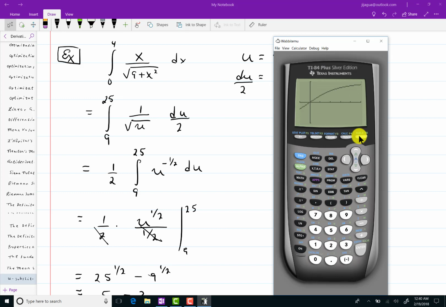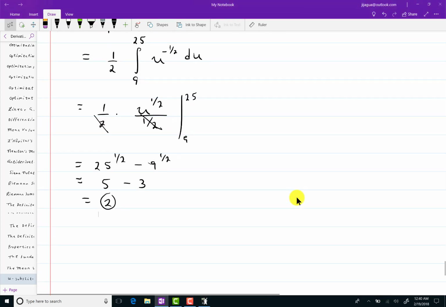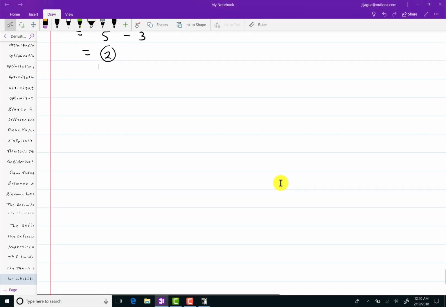Now I'll do that integral again. So I go to second, calc. I'll choose number 7. Lower limit will be 0. Enter. The upper limit will be 4. Enter. And you can see, watch, there it shades in the area so that you know this is the area that you're getting. The answer is 2. Our answer was also 2. So you can use this to check yourself.